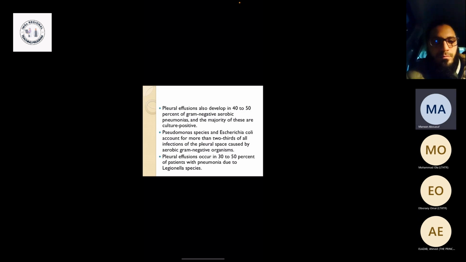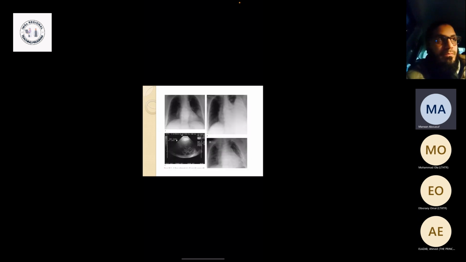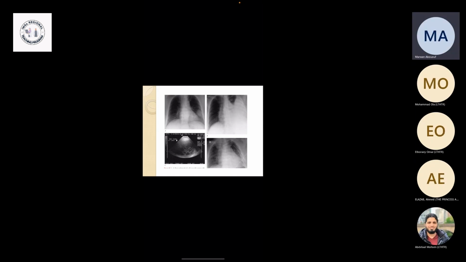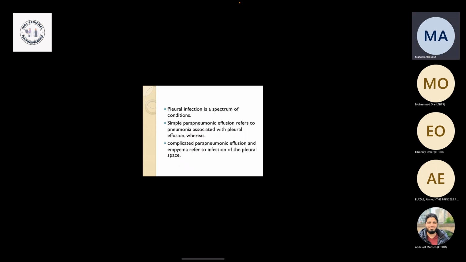Pleural effusion occurs in 30 to 50% of patients with pneumonia due to atypicals, like the Legionella species. These are some pictures for patients having an effusion. We will talk about the ultrasound in detail also in the coming sections.